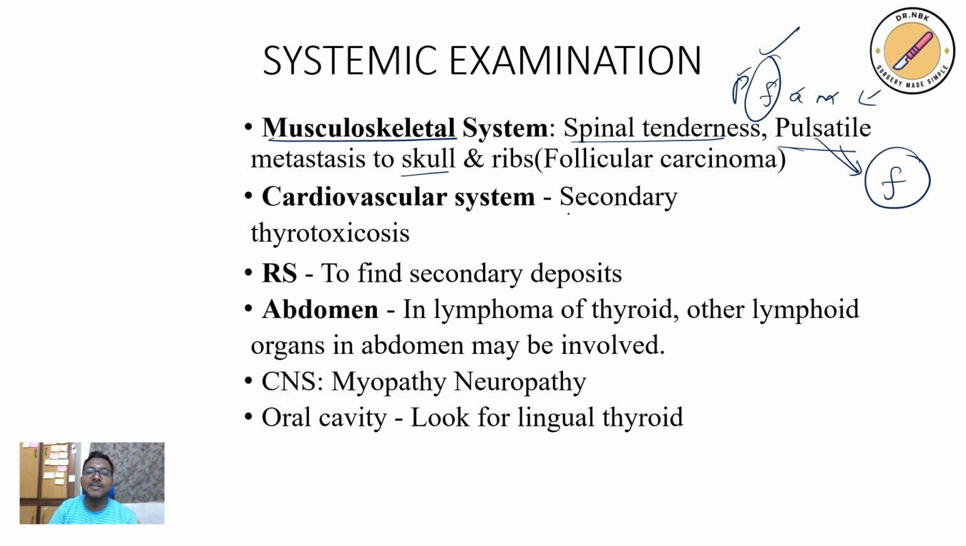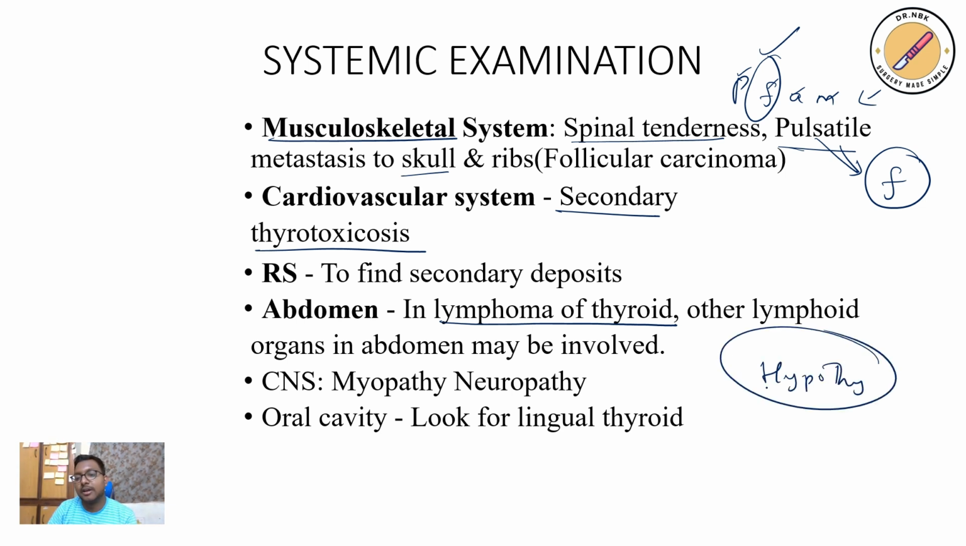Now, why should you check the cardiovascular system? To see whether there is any secondary thyrotoxicosis. In the respiratory system, you will check for any adventitious sounds, etc. In the abdomen, you check whether there is any splenomegaly or hepatomegaly, because very rarely in lymphoma of the thyroid, other lymphoid organs in the abdomen can be enlarged. I told you in hypothyroidism there will be sluggish reflexes and also proximal myopathy. That is what you need to check for. Then in the oral cavity, you should check whether there is any lingual thyroid swelling, just for completion's sake.